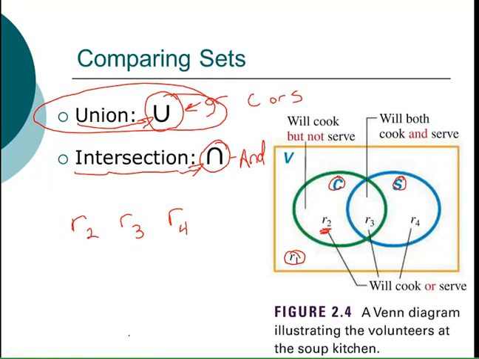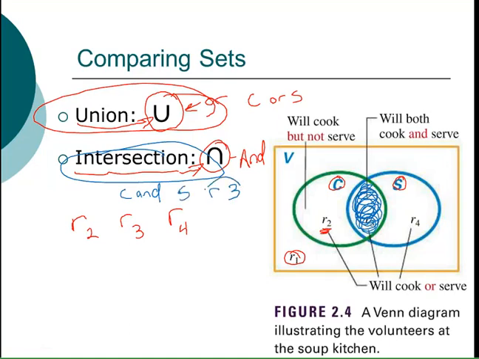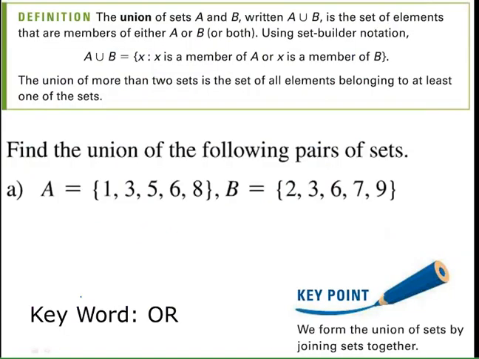So let's take a look at intersection. Intersection is the "and," this is what they have in common. So the intersection of C and S would be only this region 3. The intersection of C and S is only region 3, because that's what they both have in common. It's the thing that is in set C and in set S. So let's see how this plays out.